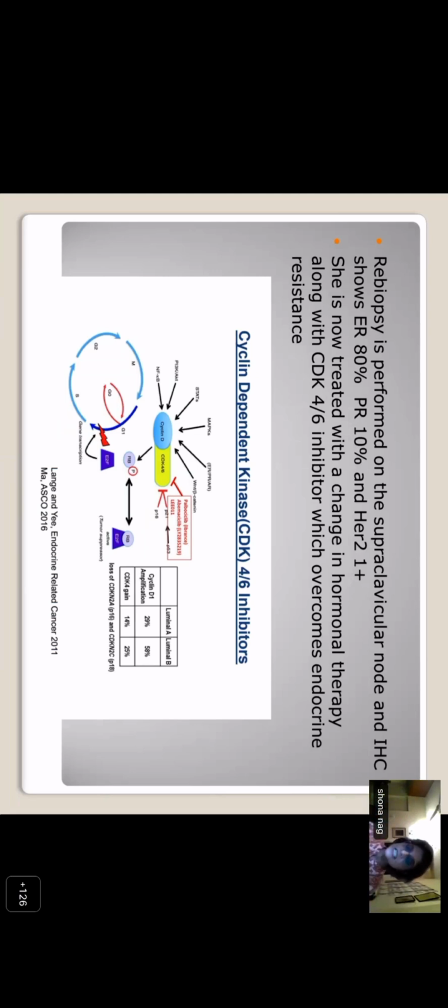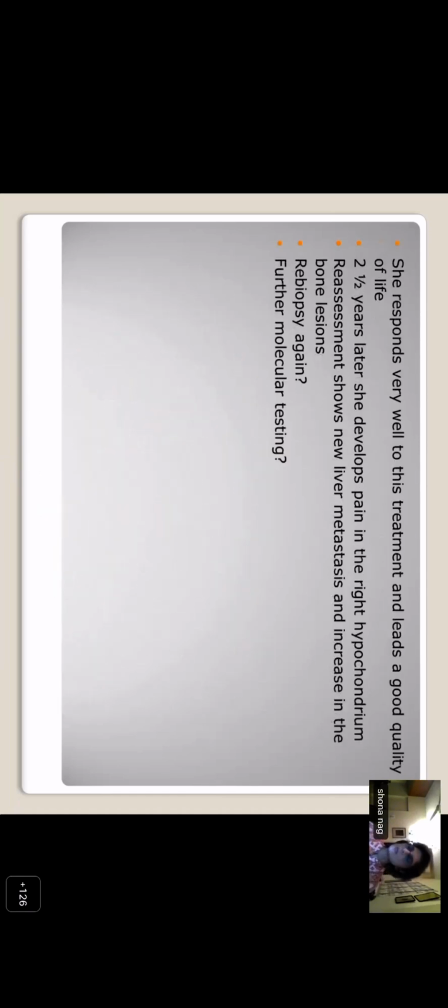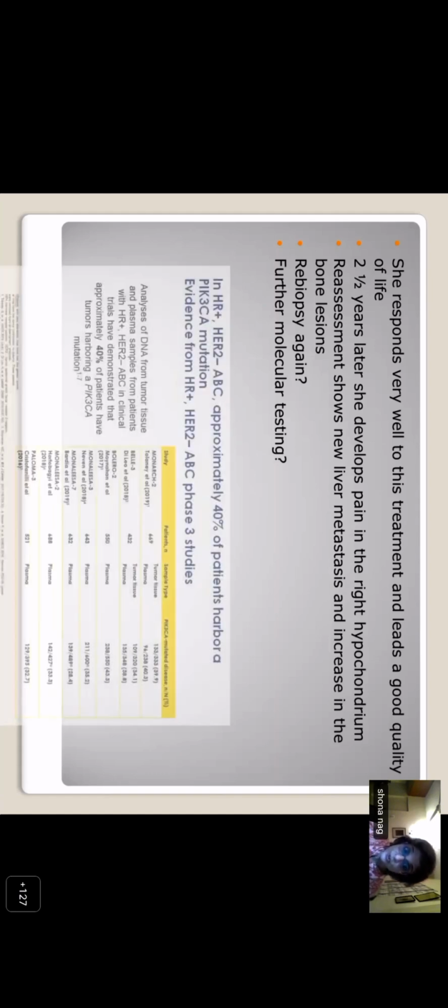proliferation. So we now have CDK4/6 inhibitors which actually block the CDK4/6 complex and lead to a restoration, regularizing and stabilizing the tumor. So the patient responds very well. She has a great quality of life, and we've changed her hormonal therapy. We've added CDK4/6, and she gets a good 2.5 years before she starts complaining of right hypochondrial pain. And she's now developed new liver metastasis, increase in the bone lesions. Would you rebiopsy again? What kind of further molecular testing would you do?